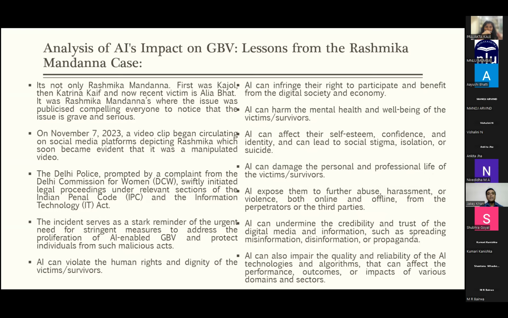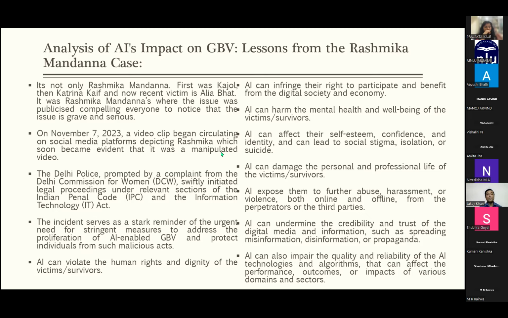So this video clip was largely circulated. Thereafter, cases were filed and arrests have been made. But the ramifications are very limited, and it is limited because nowadays the technology is readily available regarding deepfakes. We do not need quantum computers while running these AI-enabled applications. Only a mobile phone is enough. Simple technology is enough to run this. So these things make it more stringent. So it serves as a stark reminder of the urgent need for stringent measures to address the proliferation of AI-enabled GBV. So from this, we can learn that nowadays these things are an issue with regard to AI-enabled GBV.